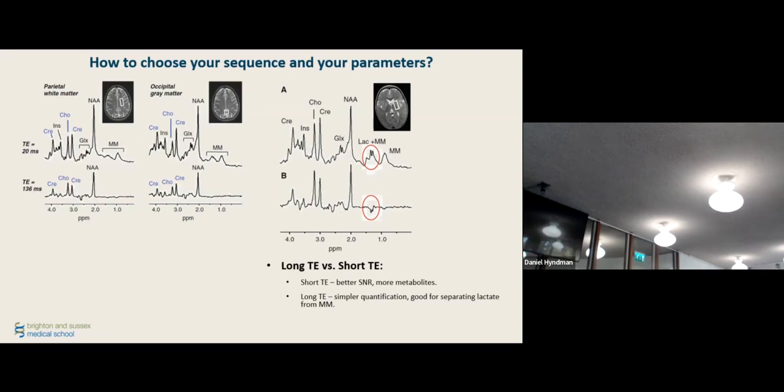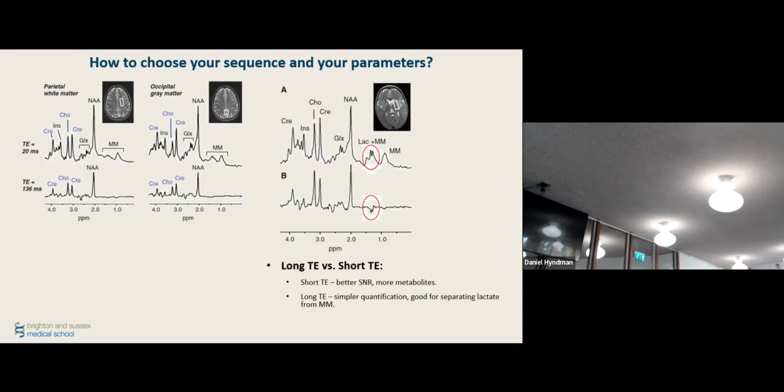You don't really lose it all. T2 of metabolites is quite long. There is a loss in signal, but you can gain some benefits by using long echo time. One of the major benefits of using long echo time is actually the detectability of lactate. Lactate has a relatively long T2. Lipids and macromolecules that overlap with the lactate have a relatively short T2.